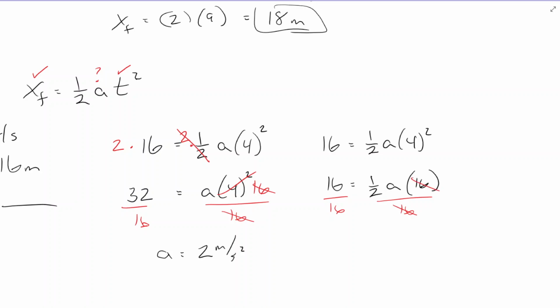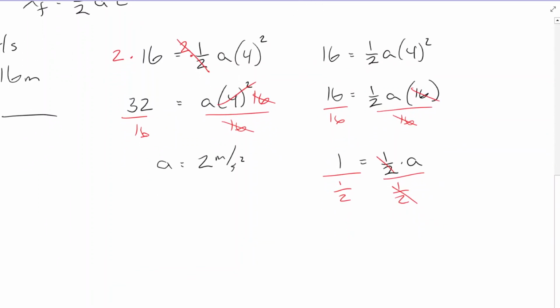And when I do 16 over 16, on the left side, I actually get 1 is equal to 1/2 times a. And to get rid of the 1/2, I could multiply by 2. Hey, how about we just divide by 1/2? What is 1 divided by 1/2? Well, that would get rid of that. How do we divide fractions? Well, when I divide a fraction, I'm really multiplying by its reciprocal. So really, I have this. And 1 times 2, lo and behold, we get a is equal to 2 meters per second squared.